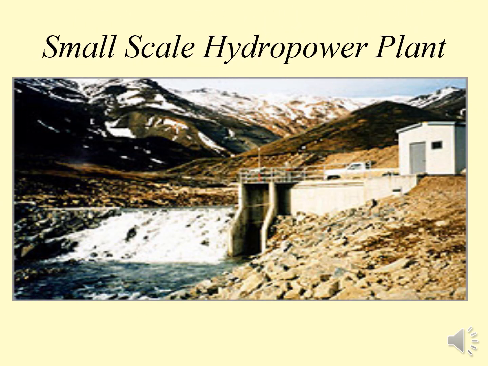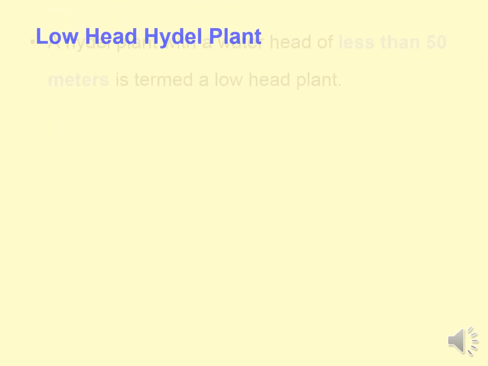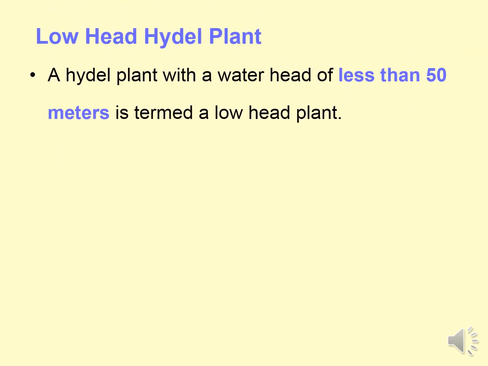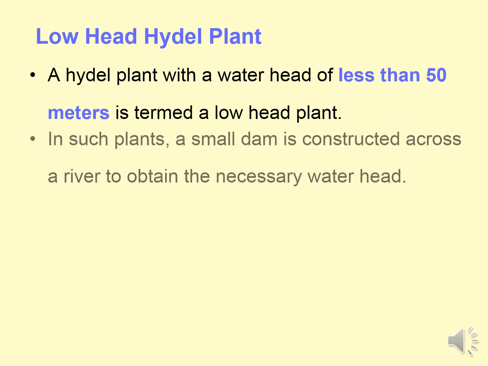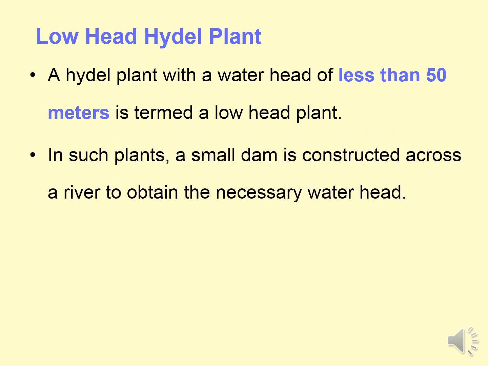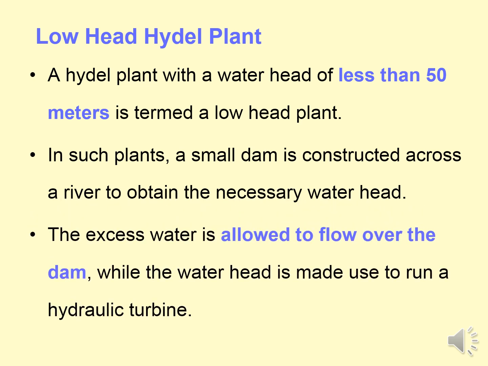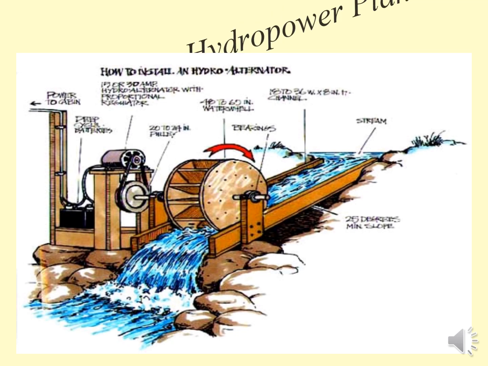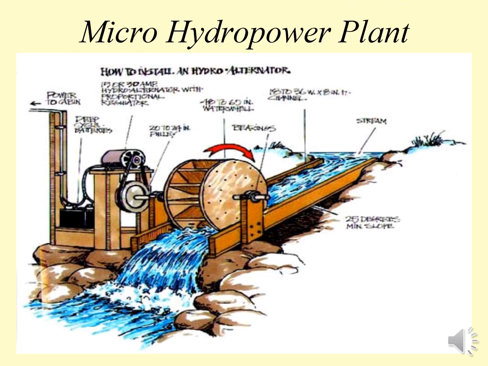A small scale hydroelectric plant you can see in this figure. Low head hydel plant. Low head means less than 50 meters head of water is termed as a low head plant. In such plants, a small dam is constructed across a river to obtain the necessary water head. The excess water is allowed to flow over the dam while the water head is made use of to run the turbine.